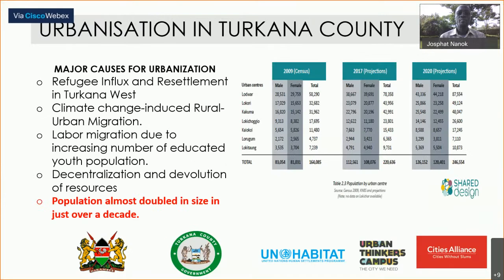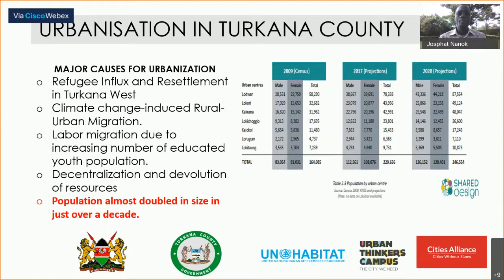In terms of urbanization, we've not been left behind. As you can see from the projected census statistics, we moved from 164,000 people living in urban areas to the new projection for this year, which is almost 250,000. So this is a very major increase, of almost 60%, and we're going to be witnessing this as we move forward.